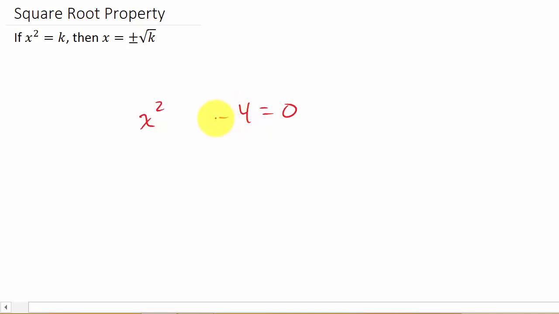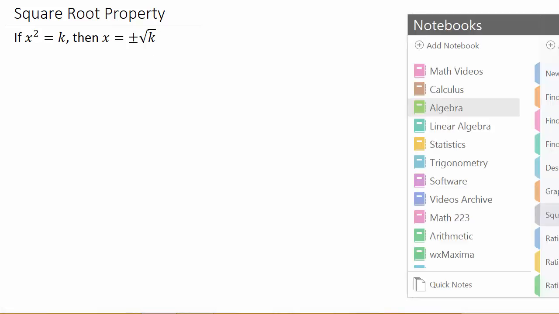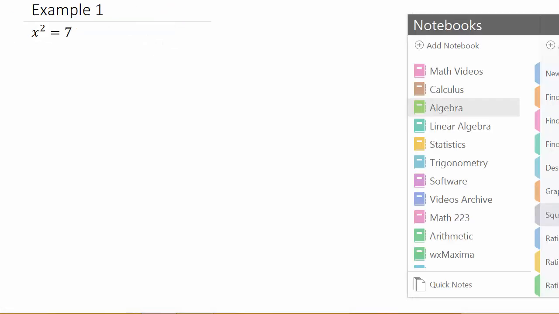And so then we would just isolate the squared term. We would have to move the 4 over here, and then we could apply the square root property. So let's look at our examples. I've got 4 examples to work.